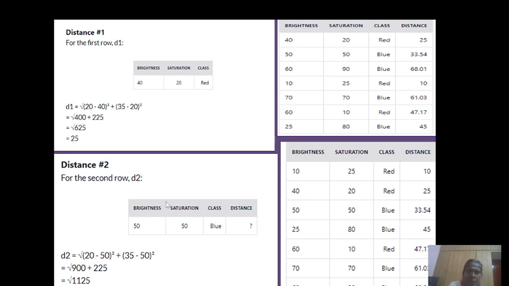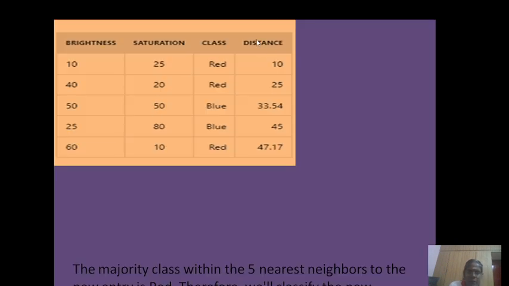Whatever values we calculated for d1, d2, d3 can be added as a new column. After adding this column, we arrange the data set based upon the distances in ascending order. After arranging, we remember that we chose k equal to 5, so let us consider only the 5 data entries with the smallest calculated distances.